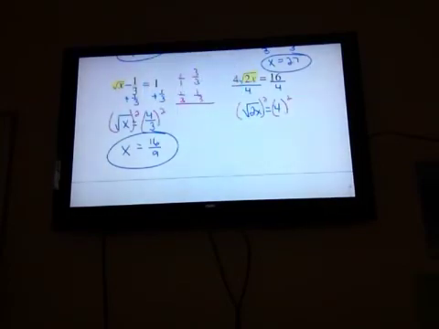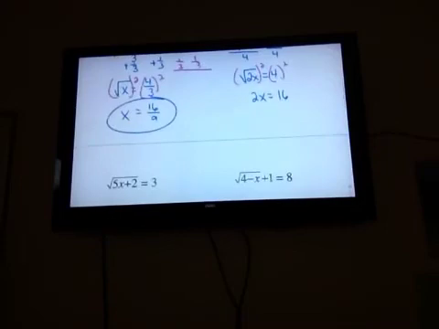So the square root of 2x squared is 2x. 4 squared is 16. And then divide by 2. And x is 8.